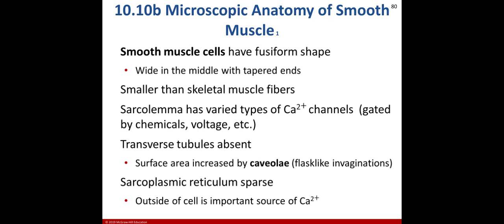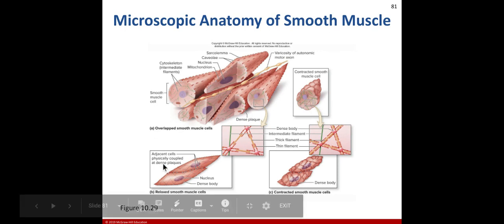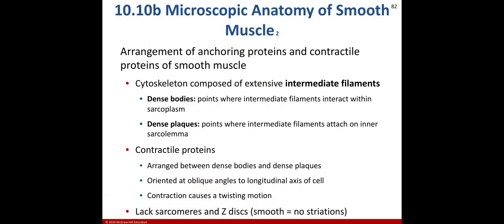They don't really have sarcoplasmic reticulum, but the outside of the cell is where you're going to find the calcium ions. So you can see here, see those little bends and folds? That's what we meant by that caveolae. But they are differently shaped, right? Tapered at the ends, wider in the middle. And they are part of that autonomic nervous system as well.